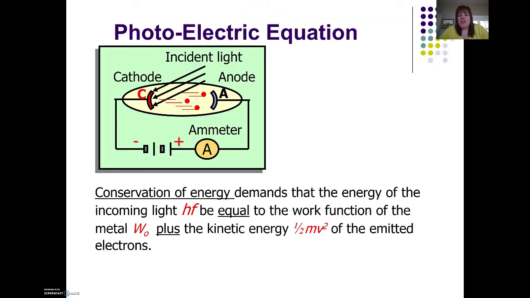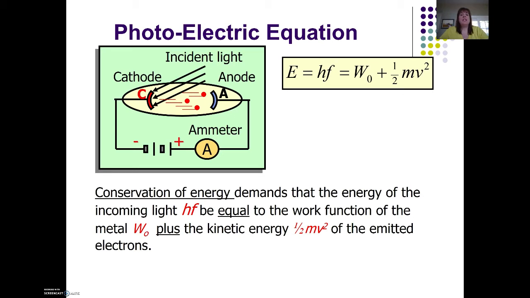So the stopping voltage is providing energy to stop the electrons. Now, let's talk about energy. Conservation of energy says that that incoming light, which Einstein defined as Planck's constant times the frequency, must equal the work function of the metal, the energy to remove an electron, plus whatever kinetic energy it has to cross that path from cathode to anode. So our equation for the photoelectric effect is energy initial has to equal energy final. So the incoming energy of my photon, hf, has to equal the work function of the metal plus whatever kinetic energy it has, 1/2 mv².